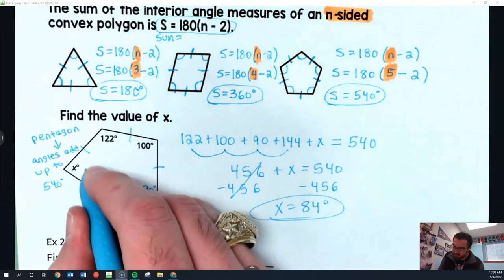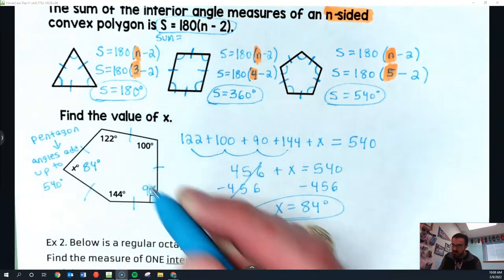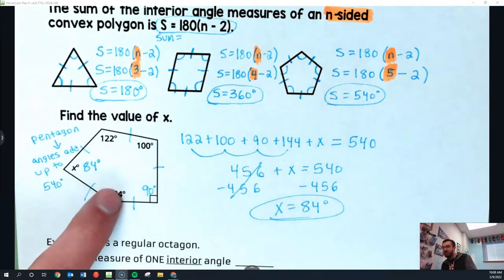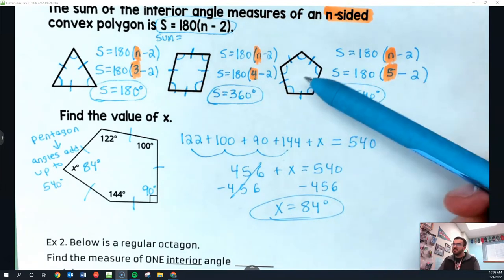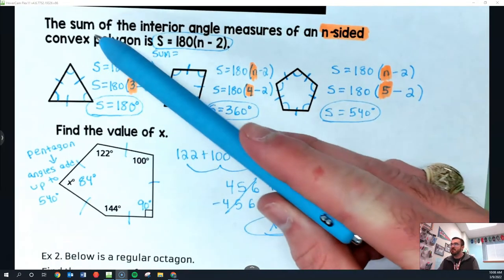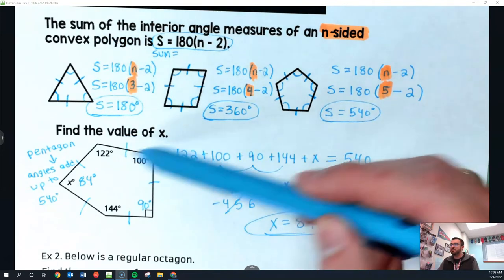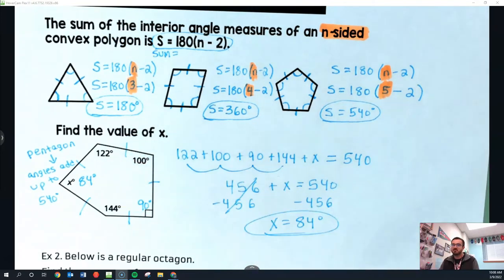So it makes sense. This is 84 degrees, right? We could check our work by adding up all 5 of these angles. It should equal 540, which makes sense. So there's a difference here. We're trying to find the sum, which means all of them added together. Here, we're just trying to find the measure of one of the angles. That's the idea so far.